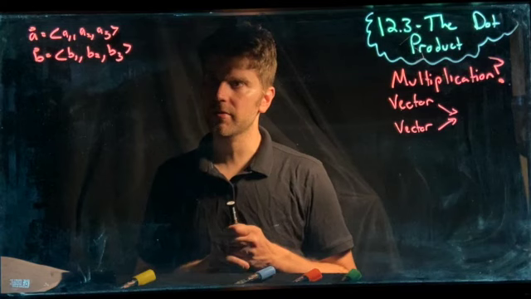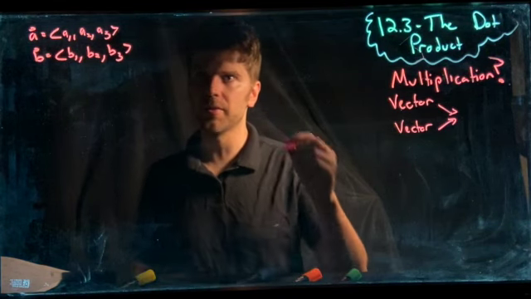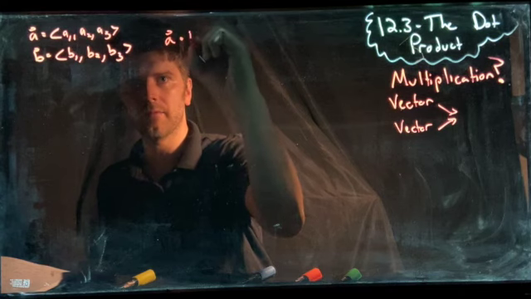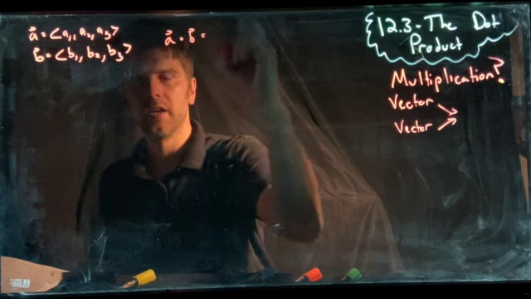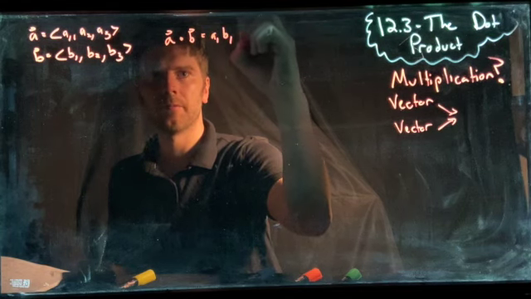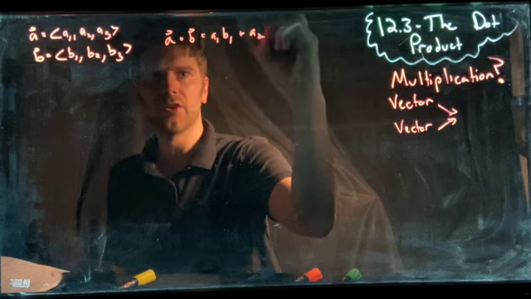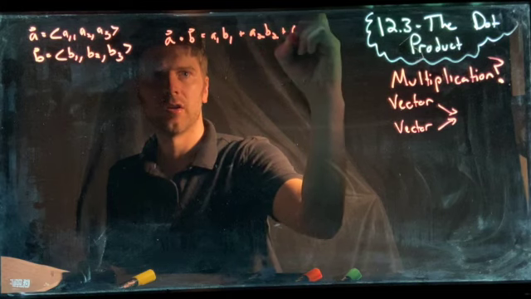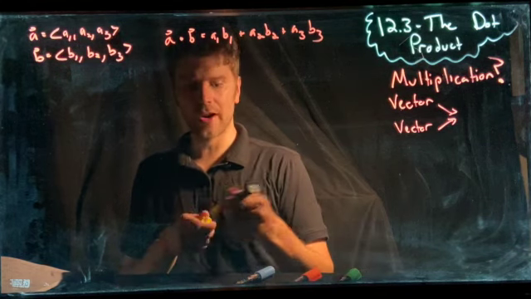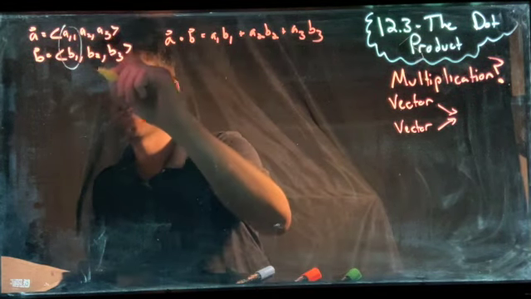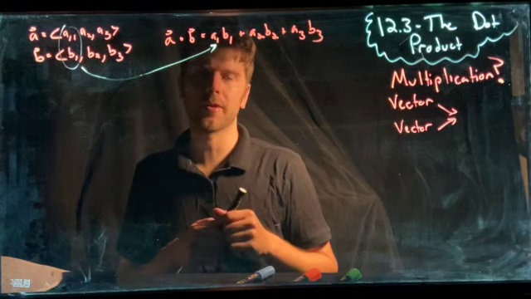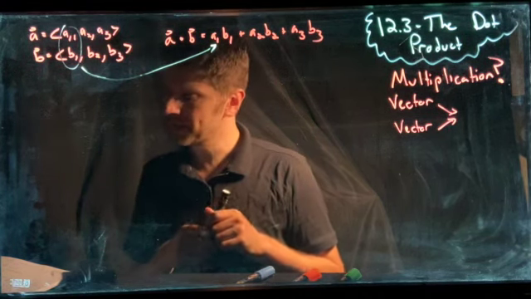So if I have two vectors, a1, a2, a3, and b1, b2, b3, the dot product a dot b, you literally write a dot, is equal to a1 times b1 plus a2 times b2 plus a3 times b3. All you do is you grab the first two elements and you multiply them together, and then you grab the second two elements and multiply them together, and so on and so forth, and add them all up.